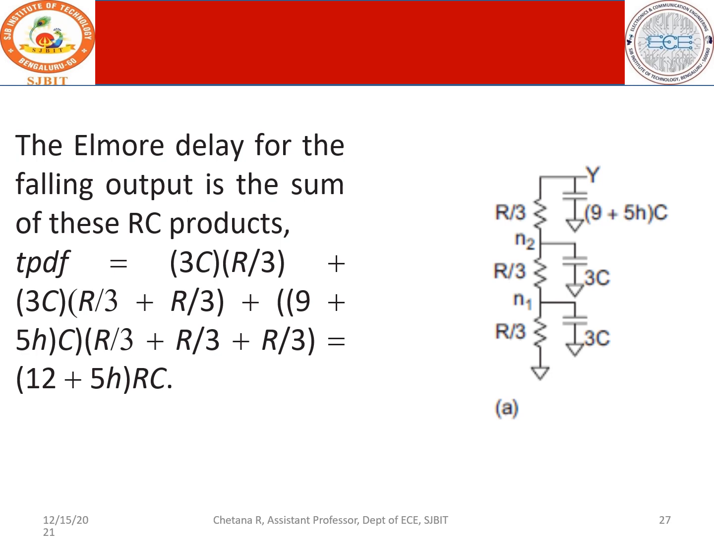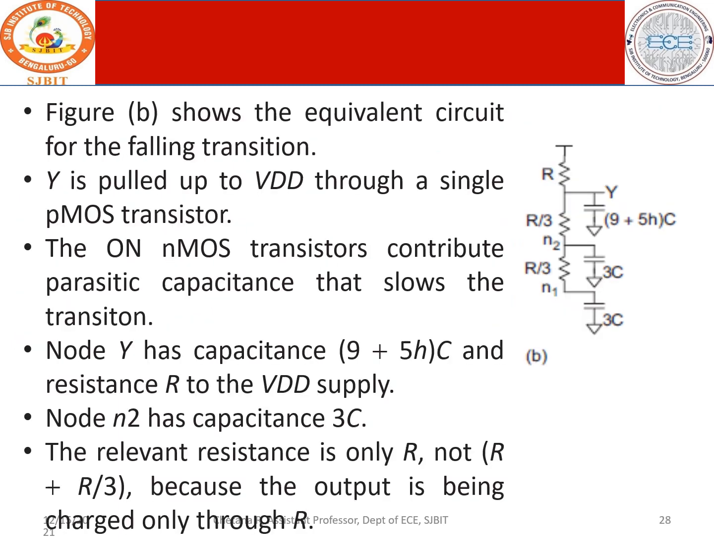So this is for the falling output. The transition is from 1 to 0, and when it is 1 to 0, PMOS is off. Therefore, only NMOS is considered. PMOS is off, so we have only NMOS transistors, 3 NMOS transistors which are in series. Next, we will look at the representation for the rising transition.